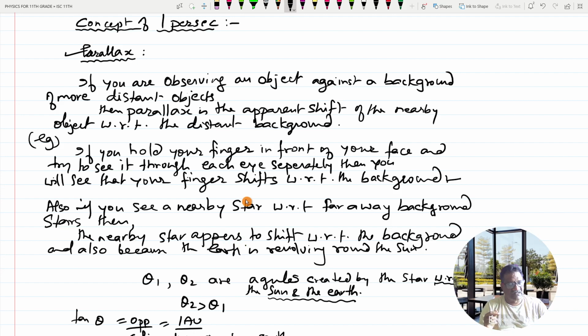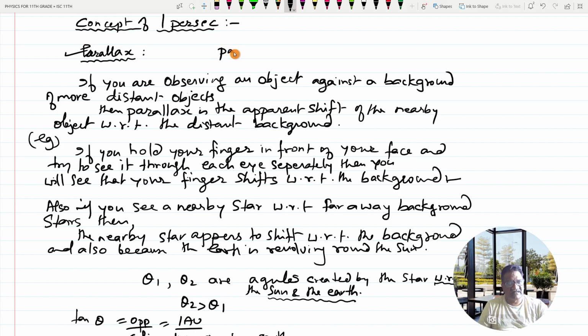The same thing that you see in the case of your finger in front of your face, you will be able to see in the case of a far away star also. This concept is known as parallax. Now, what is the connection of parallax and parsec? As I told you, parsec is nothing but a parallax of 1 arc second, isn't it? What I told you, what is parsec?